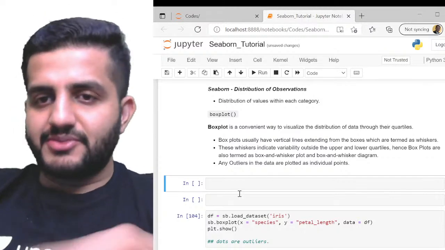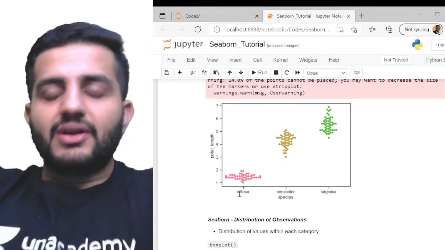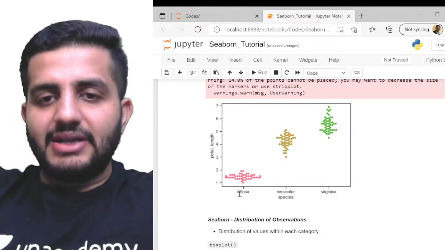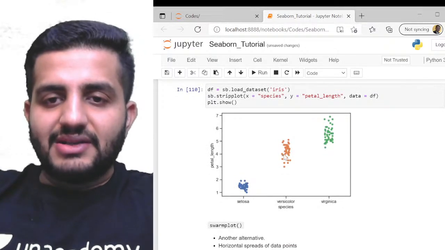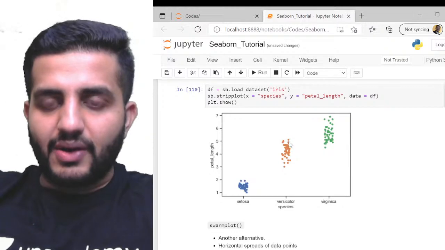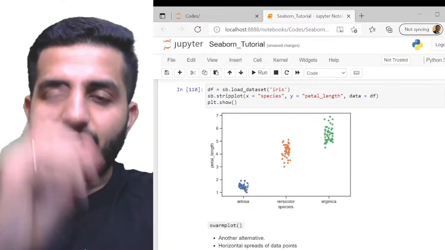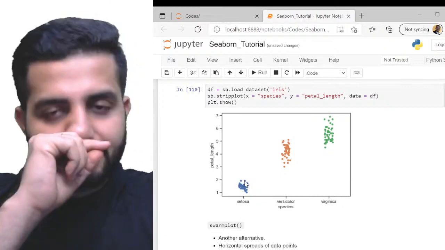Okay, we have one question from Sandeep. What is this horizontal width in swarm plot? Okay, so Sandeep, look at the difference here. Here you can see one dot, so one orange point or one blue point, is one observation basically, okay, one row to be very precise.